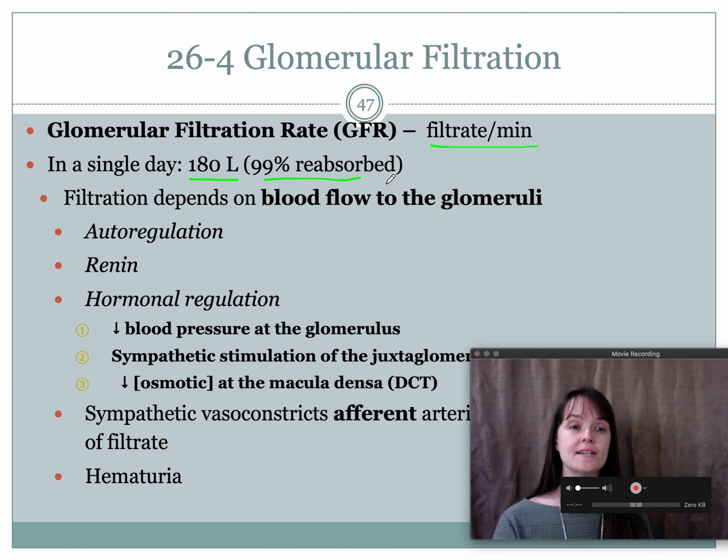And 99% of that 180 liters is, of course, reabsorbed. 180 liters is 48 gallons. And that is 70 times your total plasma volume.